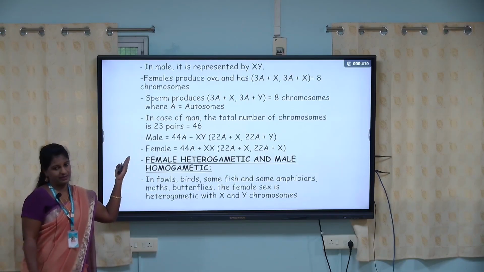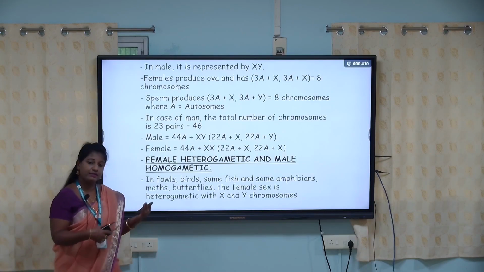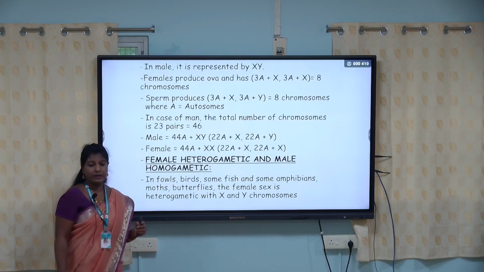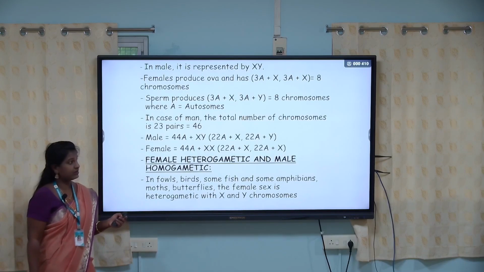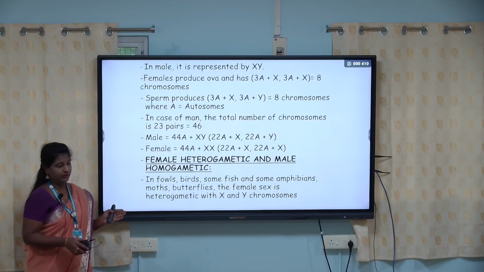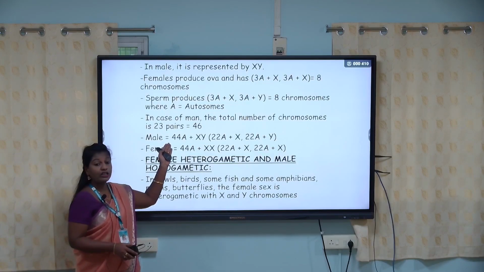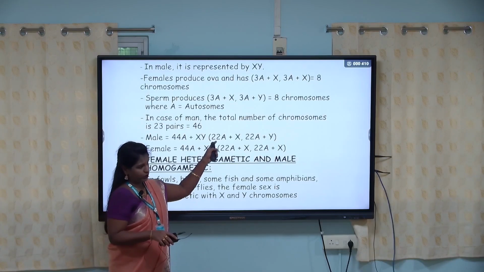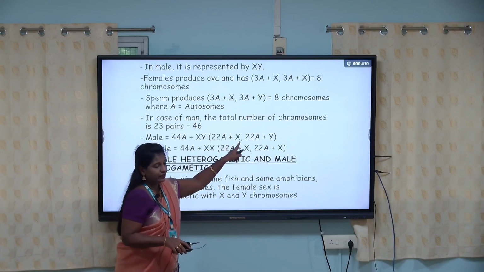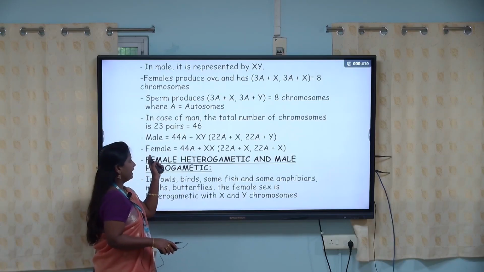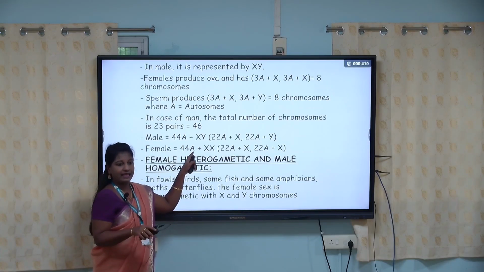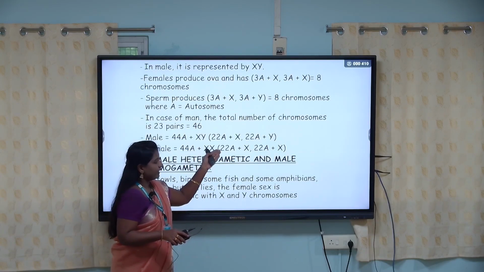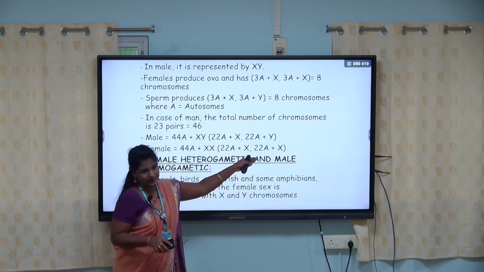A is also referred to as the autosomes or body chromosomes, which play other metabolic roles of the body. In humans, the total number of chromosomes is 46, that is 23 pairs. For males it is 44 autosomes plus X and Y chromosomes, which split into 22 autosomes plus X chromosome and another 22 autosomes plus Y chromosome. For females, it is 44 autosomes plus X and X chromosomes, split into 22 autosomes plus X chromosome and 22 autosomes plus another X chromosome.